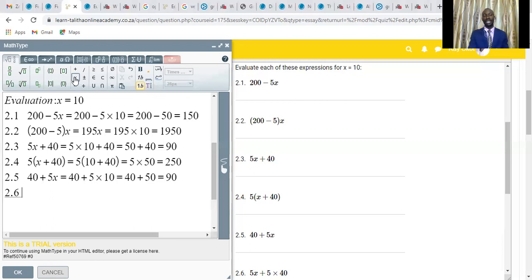Question 2.6. What we are supposed to do is also to evaluate. This time we have a 5x. We also have a 5, but this 5 is used to multiply 40. Well, the question is, how do we simplify that? To simplify this, we write 5x. Why 200? It's because 5 times 40 is 200.